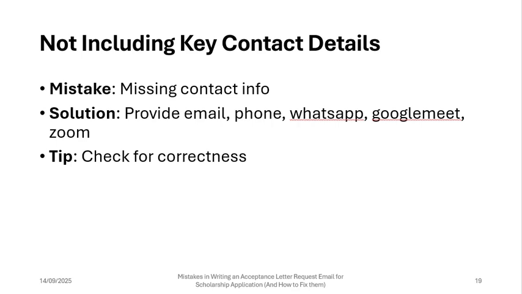The next mistake you make is you don't include any other contact details. So what you can do is include your other email or your contact number. These days we have WhatsApp, Google Meet details, Zoom details, or any other platform details, in case they want to contact you, so that they can contact you.